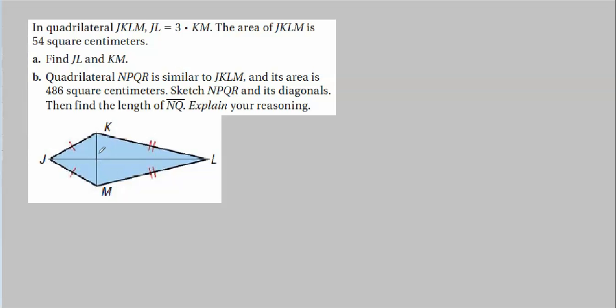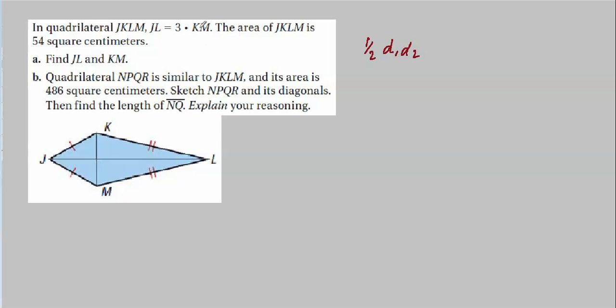Diagonals of a kite are perpendicular. The diagonal which runs from the vertex formed by the two congruent sides bisects the diagonal which joins the vertices formed by the two non-congruent sides. None of that might actually matter in this case, but we still need to know the formula for the area of a kite in terms of its diagonals, and that is 1/2 d1 times d2.